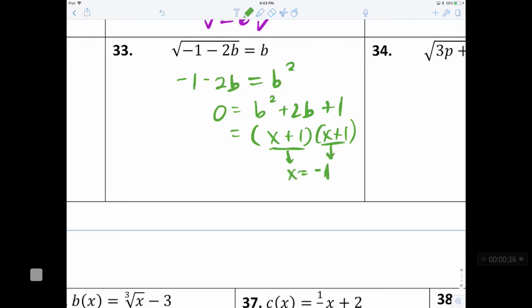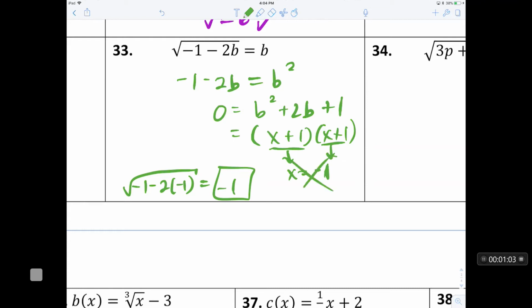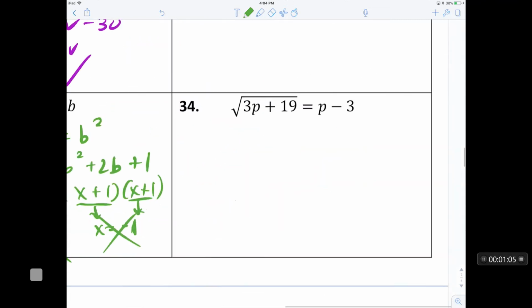Now, we're running into this problem again where if I plug this back in, -1 minus 2 times -1, I do not want a negative constant on the opposite side of a square root that's been simplified. Okay? So this one has no real solutions.